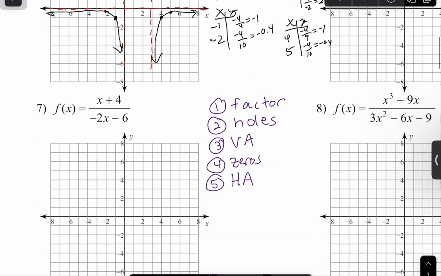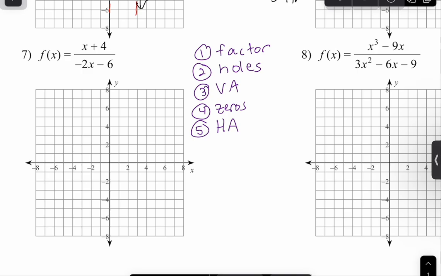Okay, let's do number 7 together. We're going to go down the entire list just like before. So I notice that both of those are divisible by negative 2. If you can remove a coefficient, that's helpful. And so you get x plus 3. So I have it in factored form. There's no factor that hits on the top and the bottom, so I'm good to go. There are no holes. I can jump right to my vertical asymptote. Remember, a vertical asymptote is where the bottom equals 0.